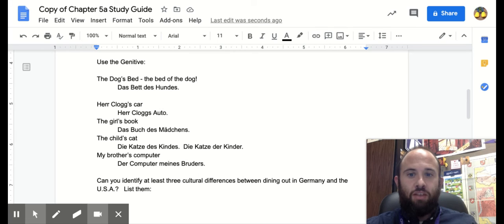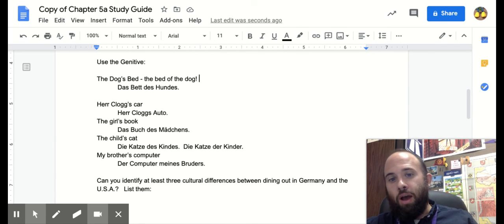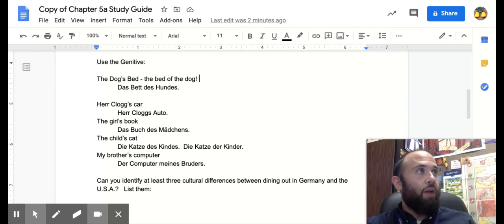The child's cat. Es ist die Katze des Kindes. The cat of the child. If we're talking about children, it would be different because it's die Kinder. To make that genitive and show possession, we would say die Katze der Kinder. If we're talking about my brother and his computer, I wouldn't say my brother's computer. I would need to say the computer of my brother. Das ist der Computer meines Bruders. Bruders, just one S, unlike up here with Hund. Hund, one syllable, so it's going to get ES.